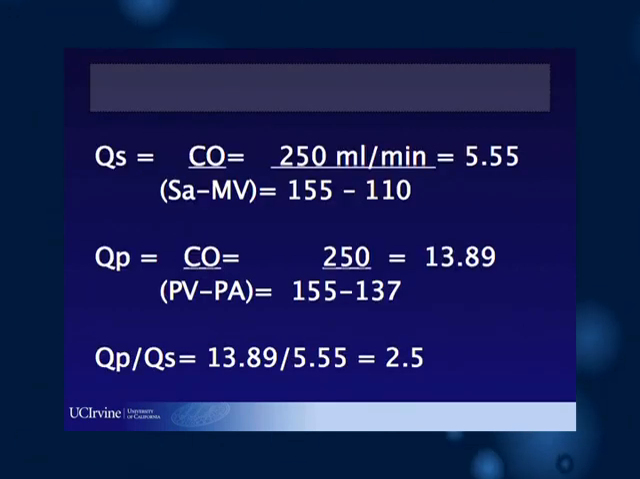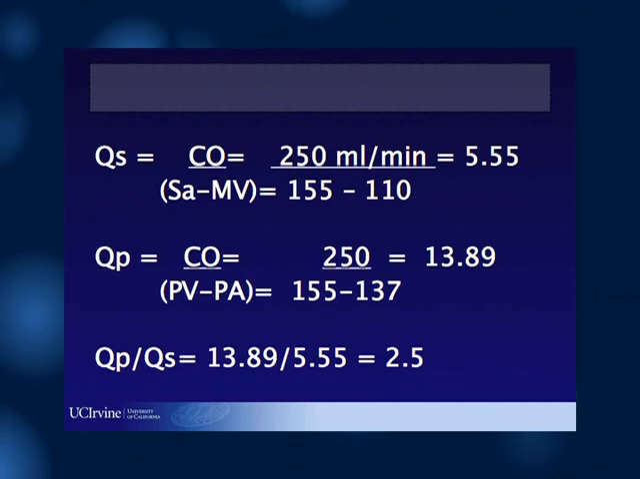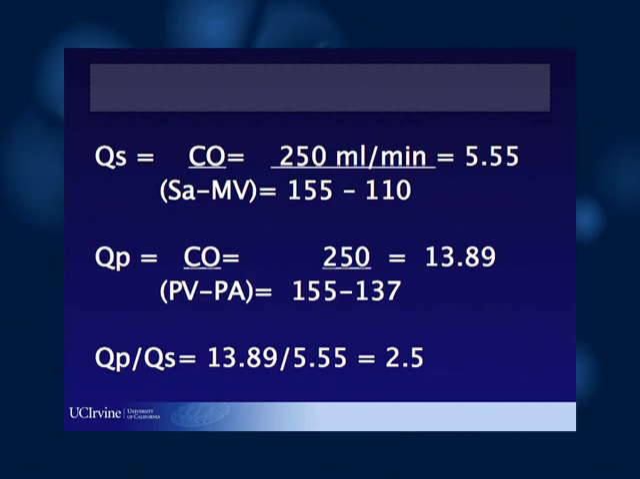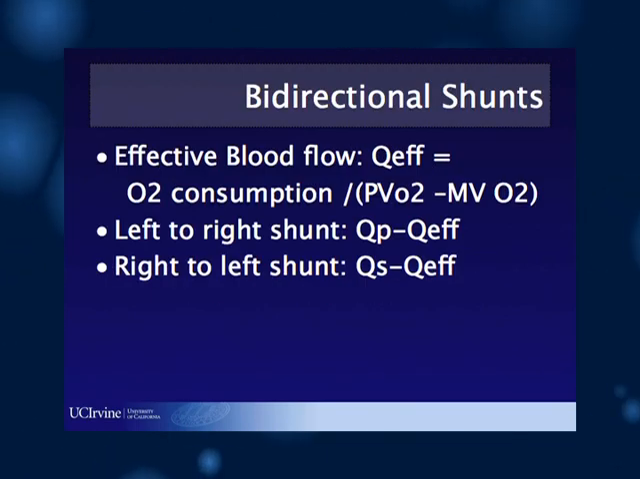Thus, plugging these values into the formulas we mentioned above, systemic flow QS is calculated at 5.55 liters per minute. The pulmonary artery blood flow, again using the formula that we just described, yields a calculation of 13.89 liters per minute, and thus the shunt, the pulmonary flow divided by the systemic flow, QP divided by QS, is now equal to 2.5, a substantial shunt. Critical values are generally greater than 1.5. Now, on the next slide, we'll see what happens.